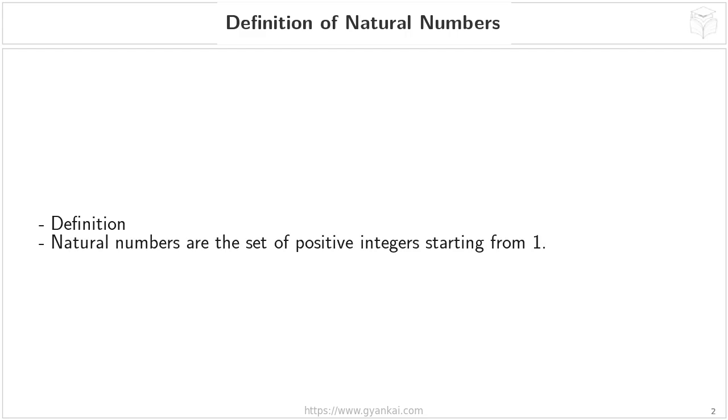Definition of natural numbers. So let's move on to formally defining what natural numbers are. As we discussed on the previous slide, these are the numbers we intuitively use for counting. This slide starts with the heading definition. Now, natural numbers are the set of positive integers, and they begin with 1.